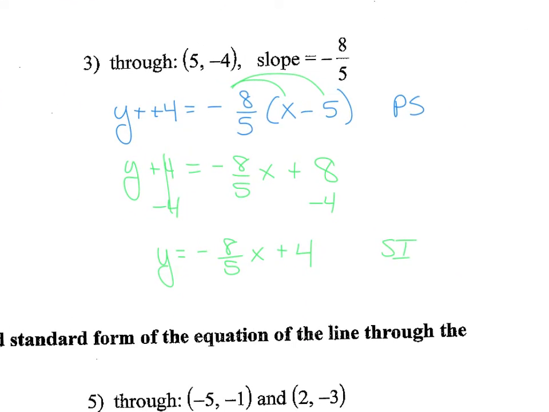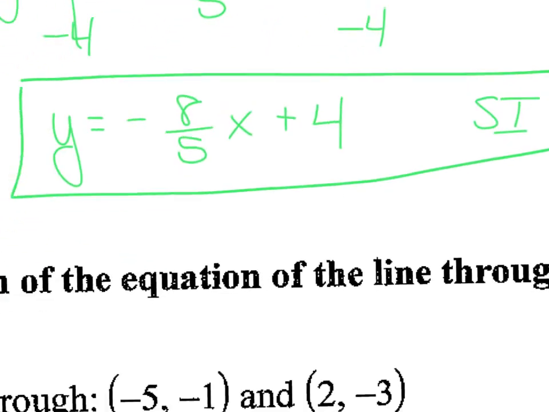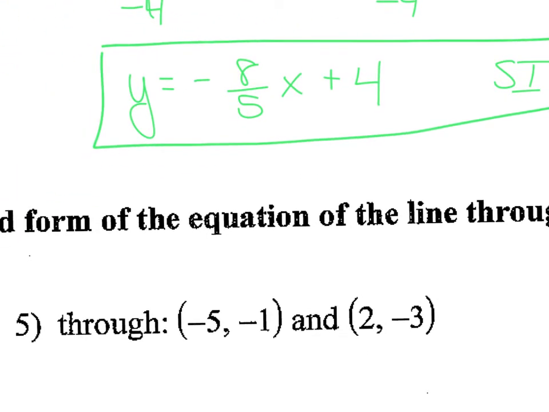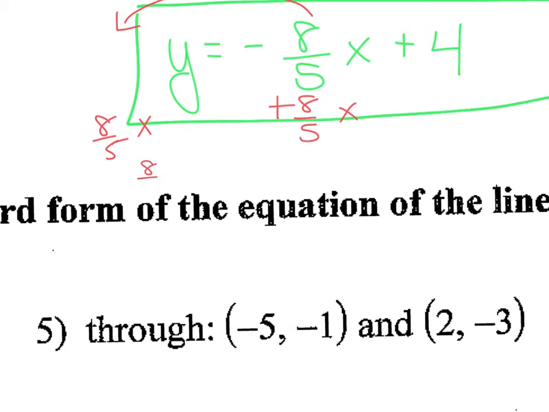Okay. All right, so I've got 1 answer, 2 answers. So now my last one is I'm going to move into standard form. Okay, so I'm going to go ahead and move that 8/5 over. So I'm going to add 8/5 x to both sides. Okay, so I get, I'm going to write kind of small here, 8/5 x plus y equals 4.